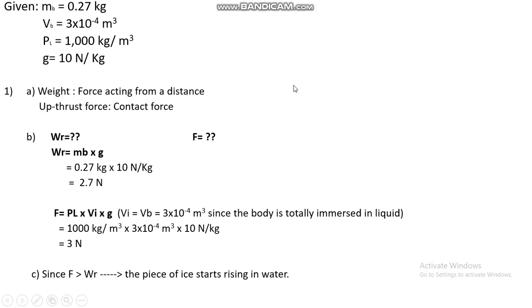Now we have to start solving the exercise. Number 1. We immerse the piece of ice completely in water and we release it. We have to keep in mind that in this part, the body is totally immersed in liquid. So we can say that VI equals VB equals the volume of displaced liquid. Part A.